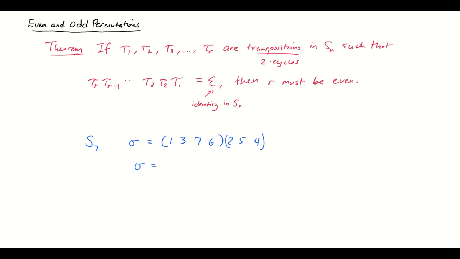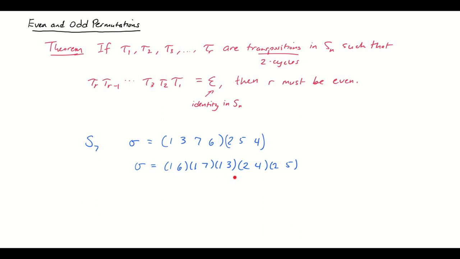We can split this 4 cycle into a bunch of transpositions. I think that would go 1, 6, 1, 7, and 1, 3. And then we'll split 2, 5, 4 into two cycles, or 2 transpositions. So 2, 4, 2, 5. Let's just quickly verify that this does what we claim that it does.